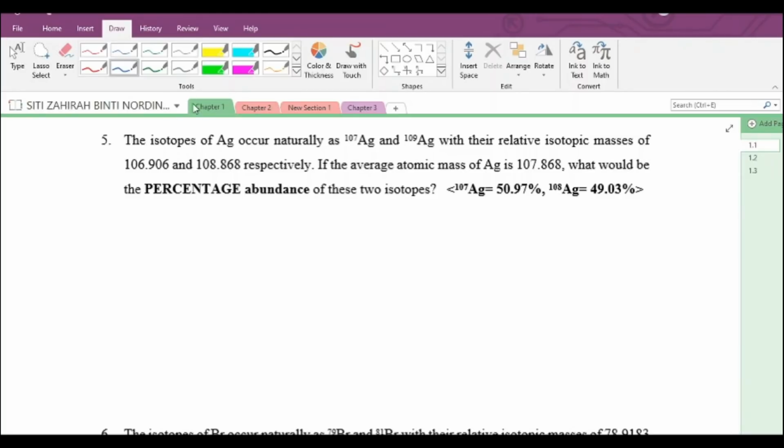For question 5, the isotopes of silver occur as 107 Ag and 109 Ag with these masses. So you are given the average atomic mass of 107.868. What would be the percentage abundance of these two isotopes? Okay, when mentioning abundance, you know that you are going to have to use the Aam formula.